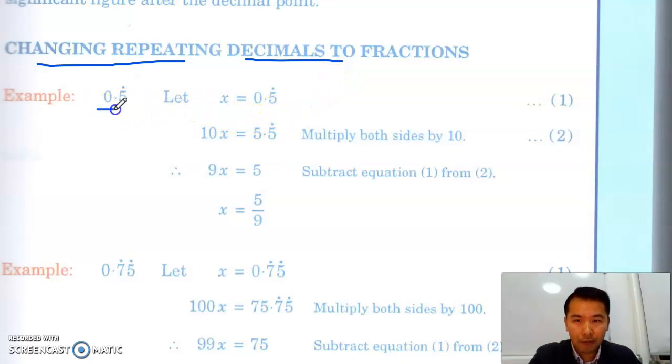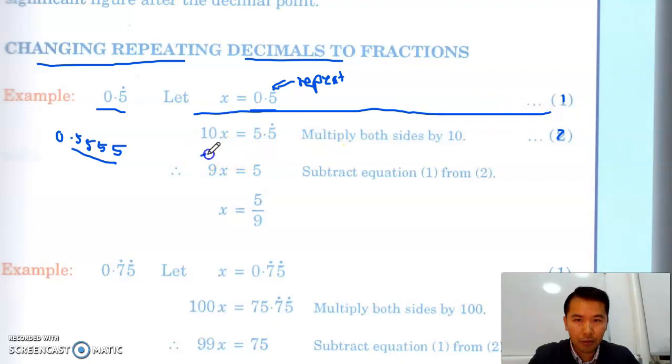So you've got 0.5. 0.5 repeating means 0.5, 5, 5, and it keeps going. We don't have space to keep writing like this. So another way of writing a repeating number is 0.5 with a dot, and that dot represents repeating. In this case, you need to label number 1 and 2. Number 1 is right here. Number 2 is right here.